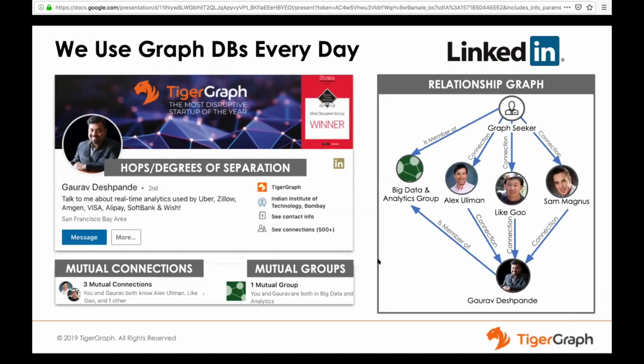Excellent. So let's skip over some of these introductory charts. Everybody knows that you're using LinkedIn every day. It's a classic social relationship graph. LinkedIn has built their own proprietary graph, which is fairly old and long in the tooth by now, but you use it every day. This is an example of that. Let's go to the next chart.